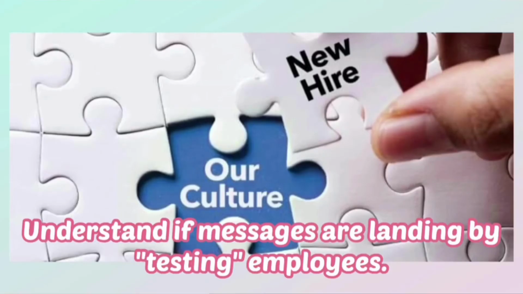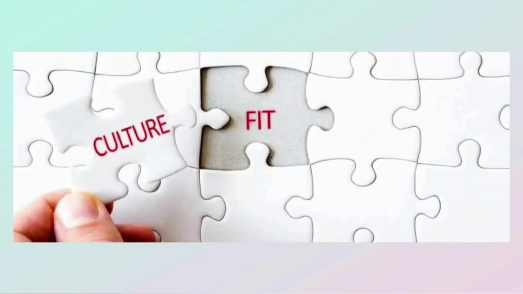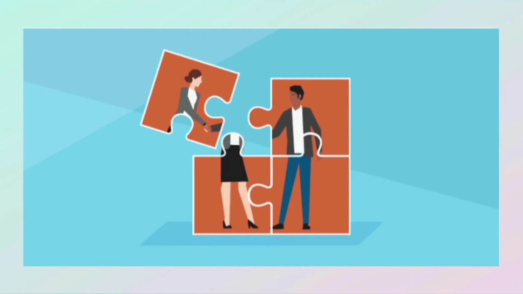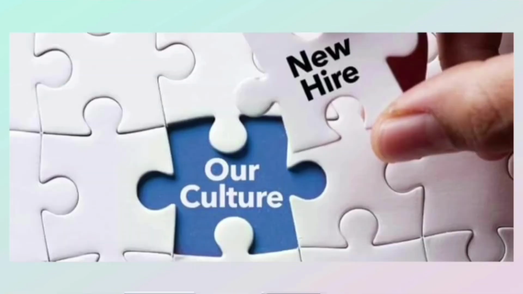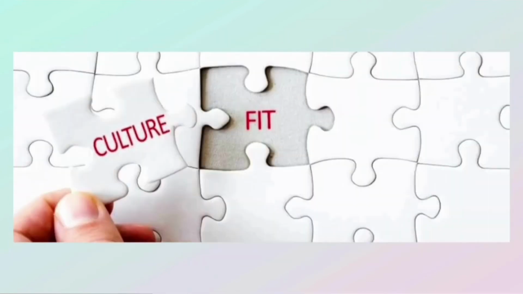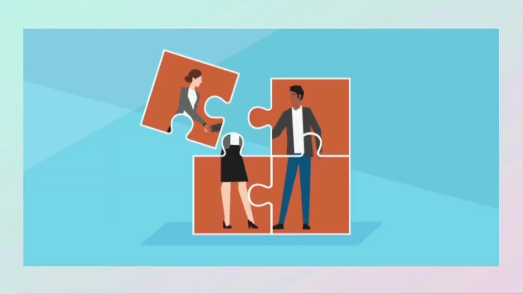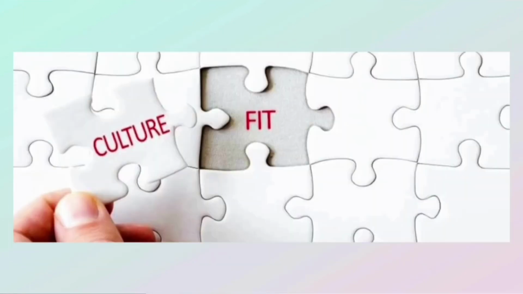Third, understand if messages are landing by testing employees. Employers must think of a way that can practice or test employees if they really do know the company's strategy and priorities. It could be a quiz or a random recitation in order for the employer to know whether they really know them or not. It's important to make it clear to employees that this isn't a punitive exercise, but instead a means to measure how well corporate communications are being received.